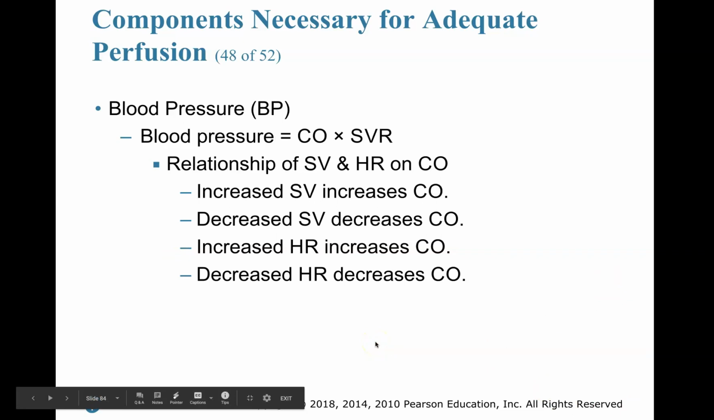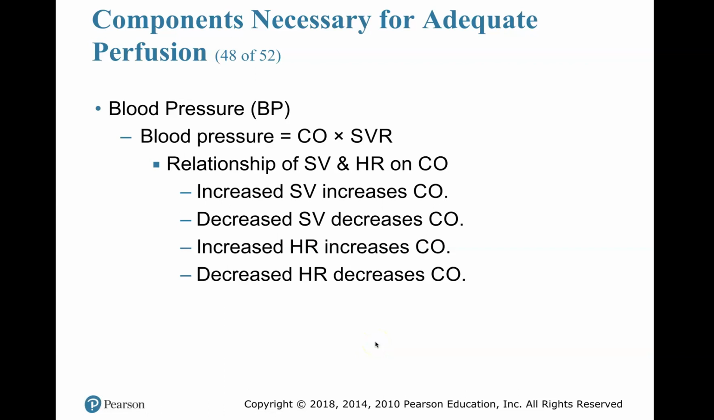All right, blood pressure equals the cardiac output times the systemic vascular resistance. The relationship of SV and HR on cardiac output: an increased SV increases cardiac output, decreased SV decreases cardiac output, and increased heart rate increases cardiac output, and decreased heart rate decreases cardiac output.